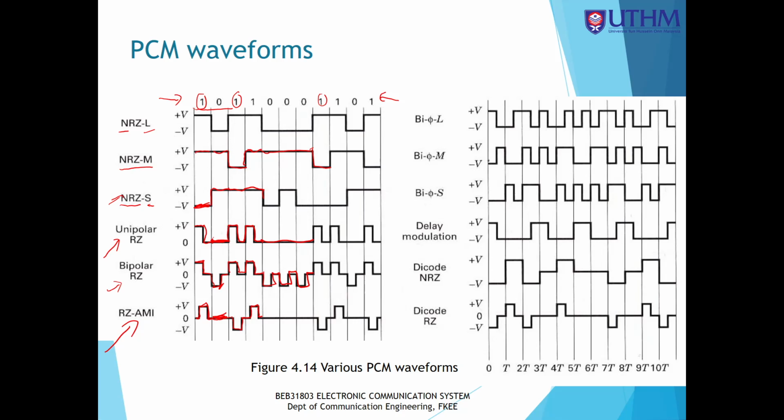Okay, setiap kali ada input satu, dia akan alternate and then return to 0. The next input is 0, no change, no change, no change. And then the next input is a logic 1. So previously is positive, now become negative. Return to 0. Next input is 1. Jadi positive, return to 0. No change. And then alternate, negative. And then return to 0.